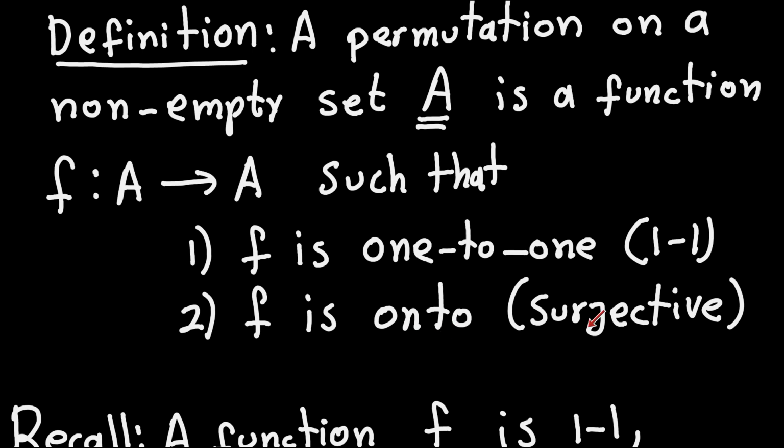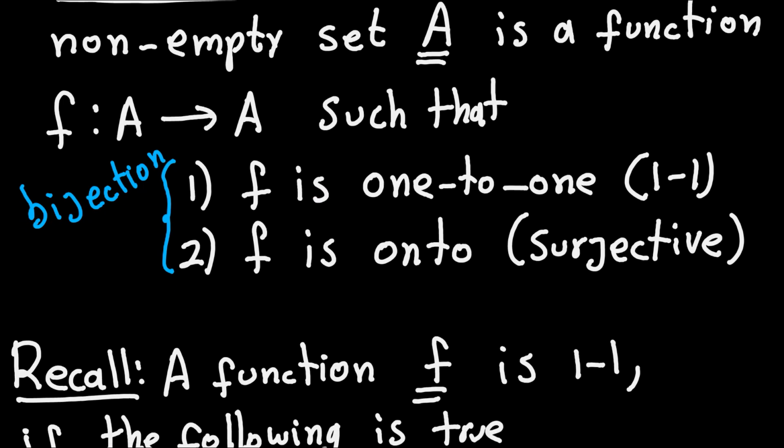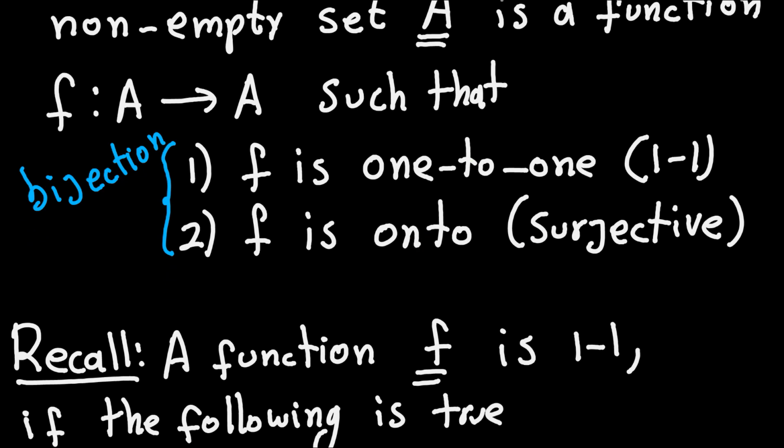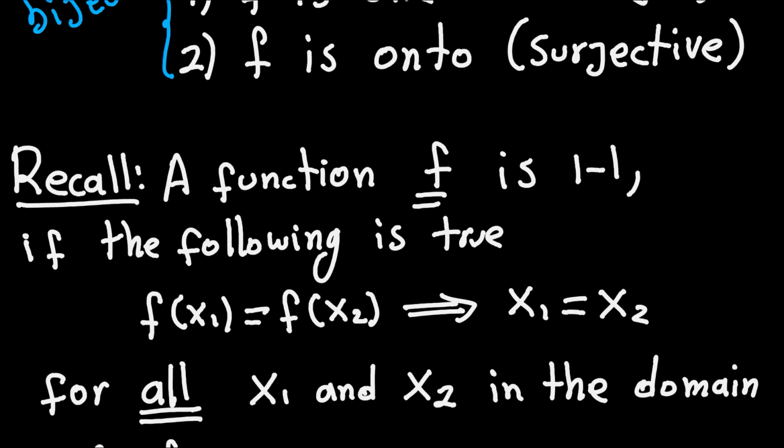Now, those two properties that you see there, 1 and 2, these two things mean that the function is a bijection. That's the definition of bijection. Bijection means that the function is one-to-one and is onto. So whenever I talk about the bijection, I'm referring to a function that is one-to-one and onto. Now, if you don't remember the definition of one-to-one or the definition of surjective or onto, I'm going to recall that in this video. So let's look at that before we go on.